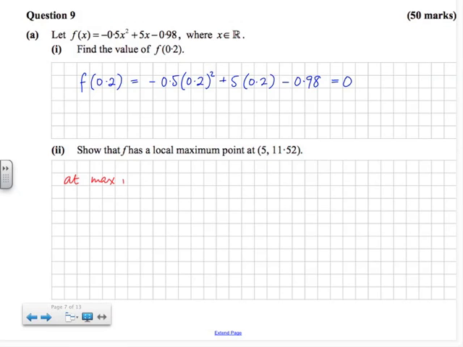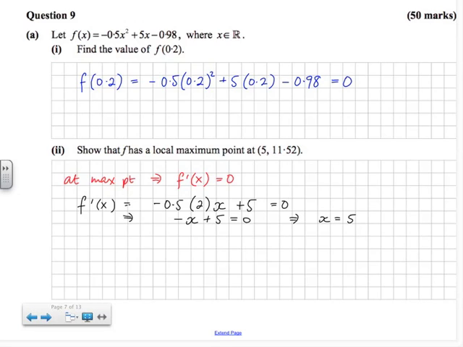In the second part, we're to find a maximum point. At the maximum, the derivative equals 0. So let's differentiate. We reduce the power and multiply by the whole power. This tells us that minus x plus 5 equals 0, so x equals 5.